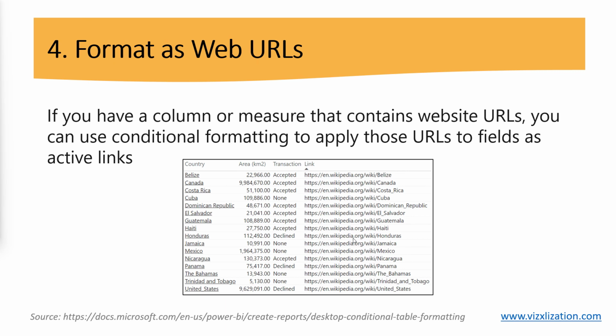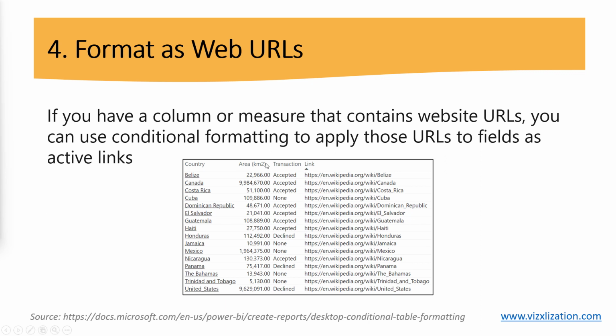Next point here is about format as web URLs. Here, if you have a column or measure that contains website URLs, you can use conditional formatting to apply those URLs to fields as active links.